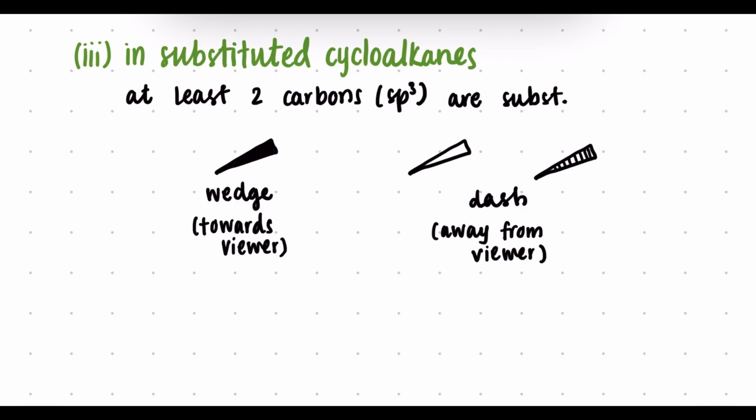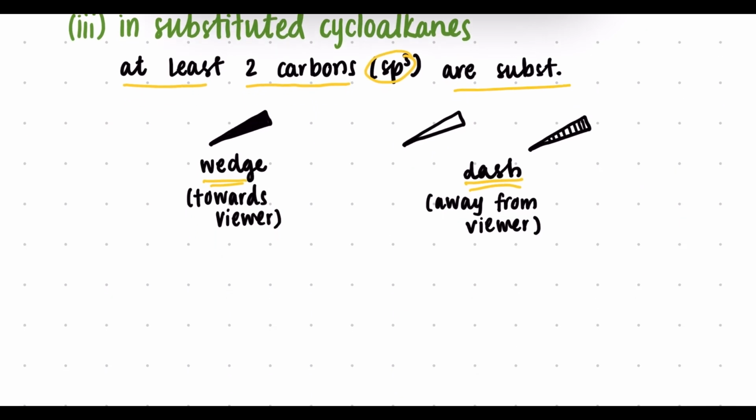So our third case is in substituted cycloalkanes. When it comes to substituted cycloalkanes, just make sure to have at least 2 carbons which are sp3 and are substituted. And these substitutions can be shown in either wedge bonds or dash bonds. And wedge and dash basically show the orientation, whether it's towards the viewer or away from the viewer. That's what a wedge and dash bond show. So let's get to some examples so that you'd get familiarized with the usage of these bonds and also GI in substituted alkanes.